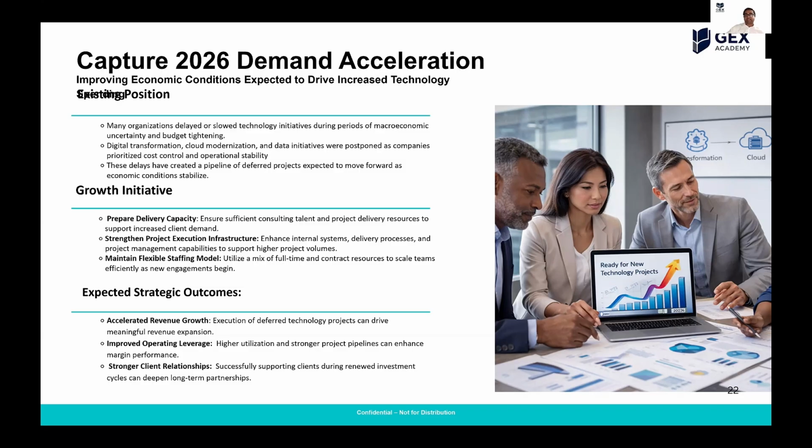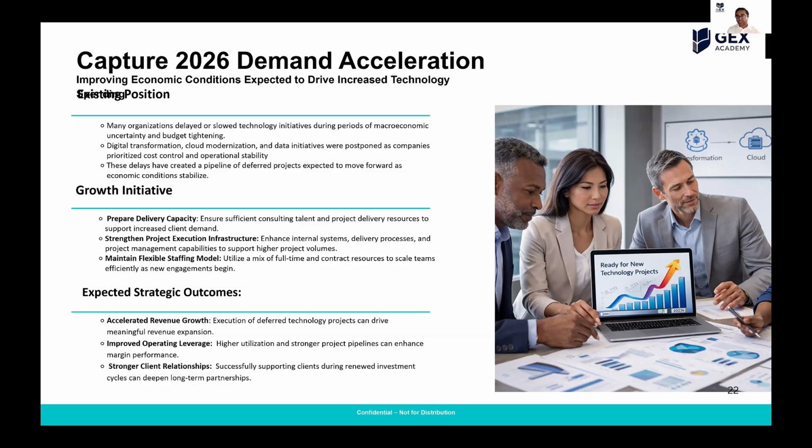So if project activity accelerates, the company needs sufficient recruiting resources, consulting talent, and delivery personnel available to support the client requirements. And one of the biggest risks during periods of rapid growth is being unable to meet the customer demand, right? So that's super important.